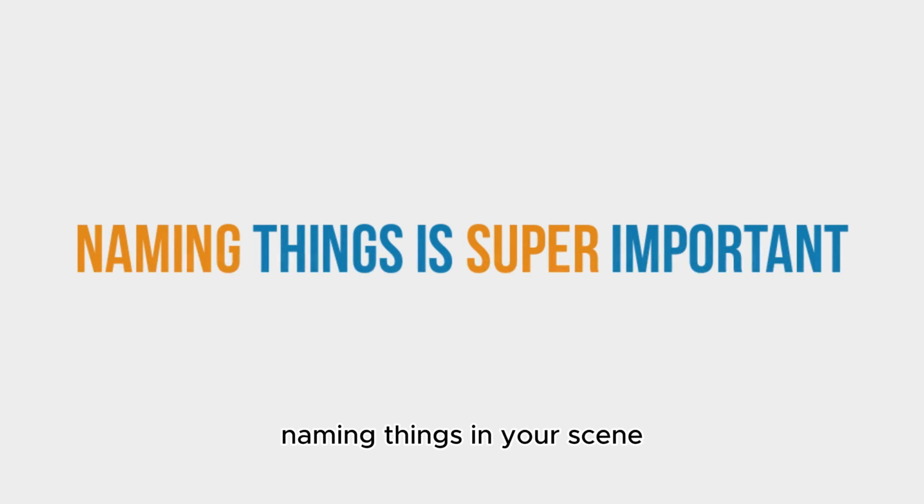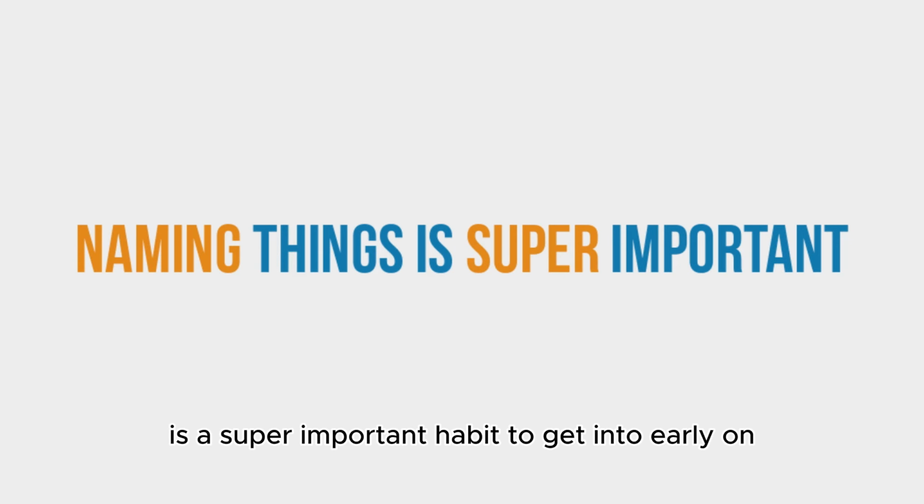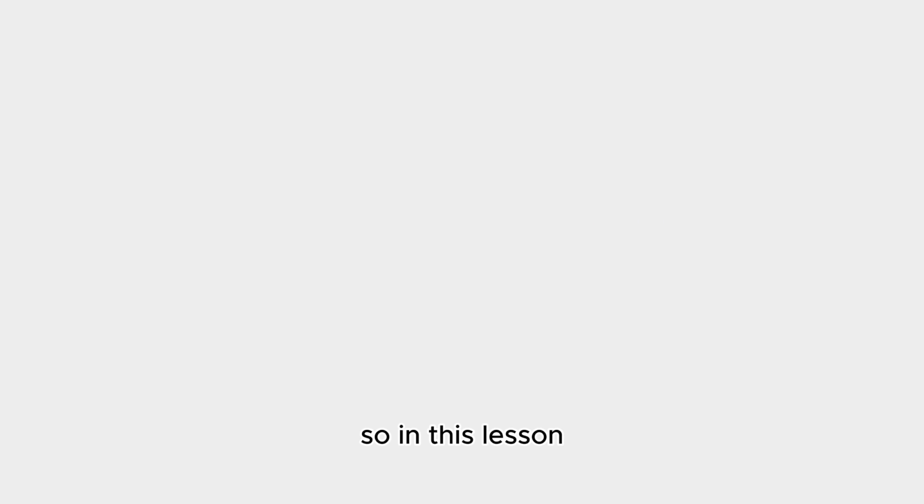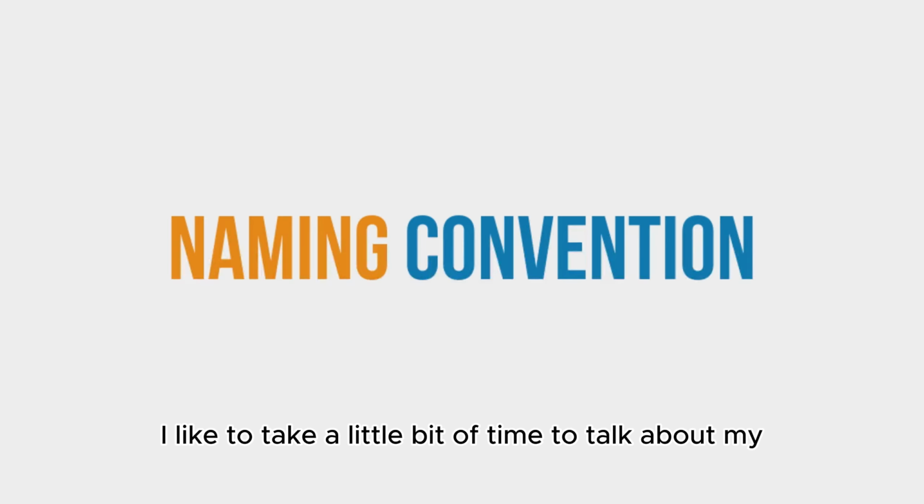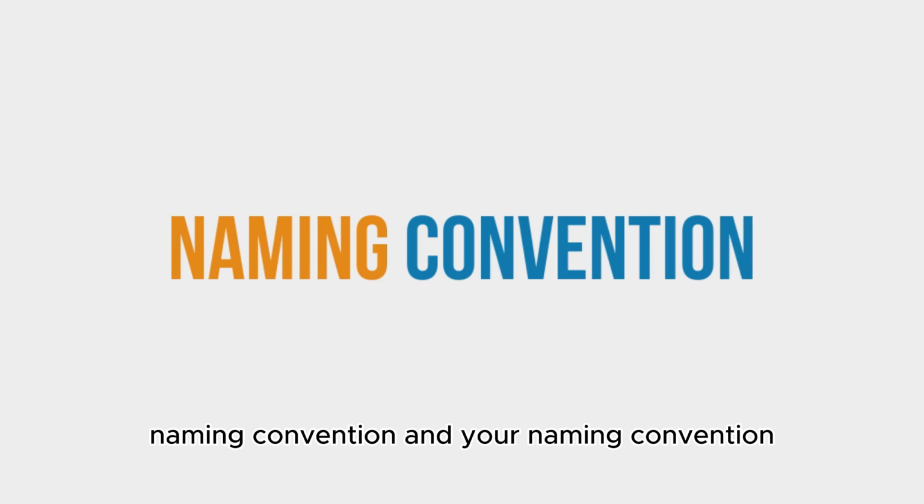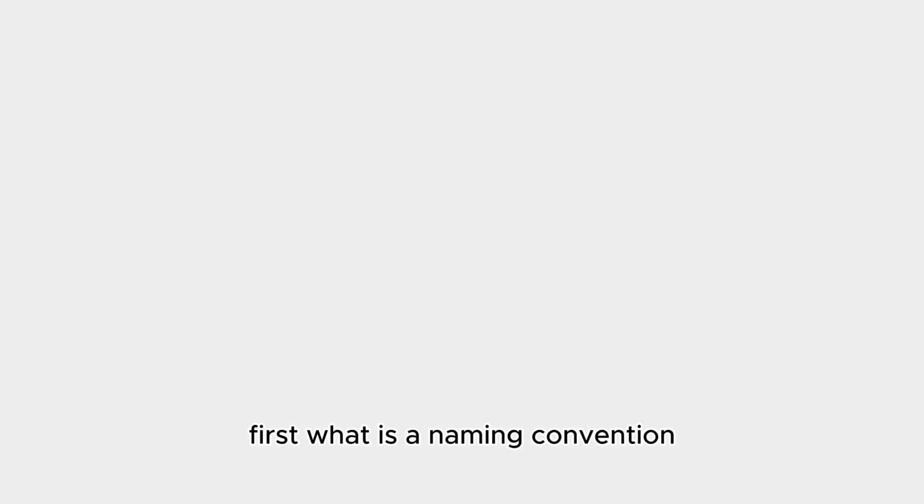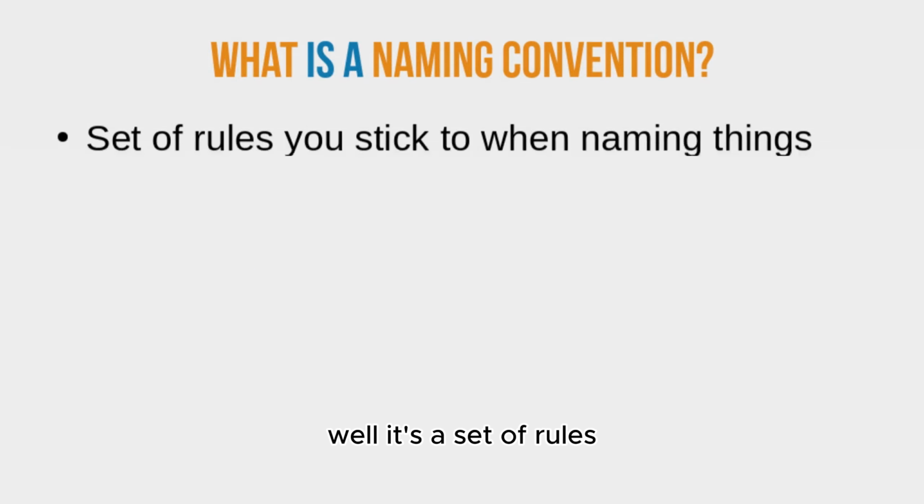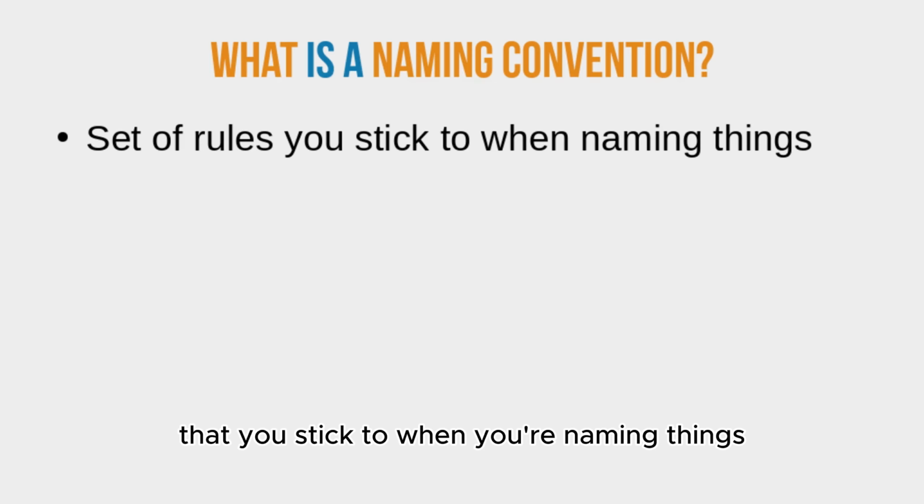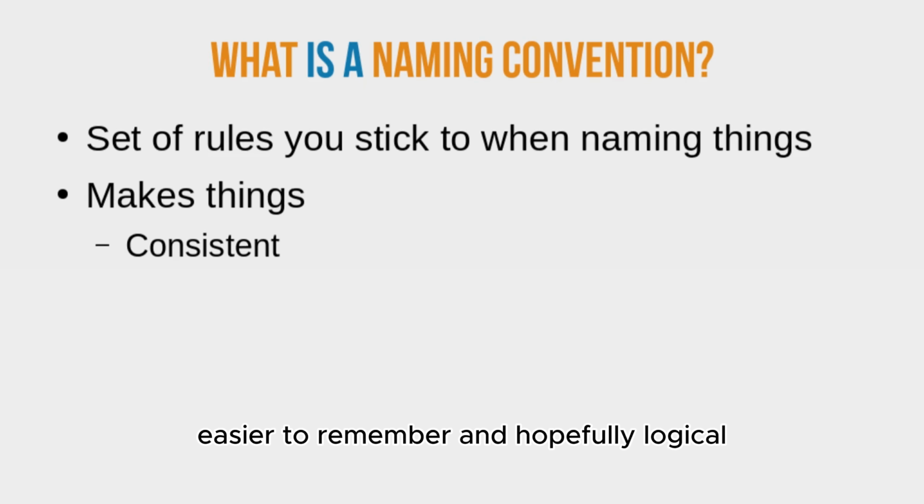Naming things in your scene, especially your bones, is a super important habit to get into early on. So in this lesson, I'd like to take a little bit of time to talk about my naming convention and your naming convention. First, what is a naming convention? Well, it's a set of rules that you stick to when you're naming things. This makes things consistent, easier to remember, and hopefully logical.